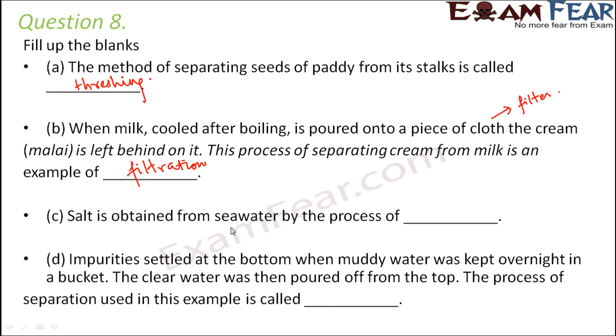Salt is obtained from seawater by the process of evaporation. So the seawater gets evaporated, and all that is left behind is the salt.